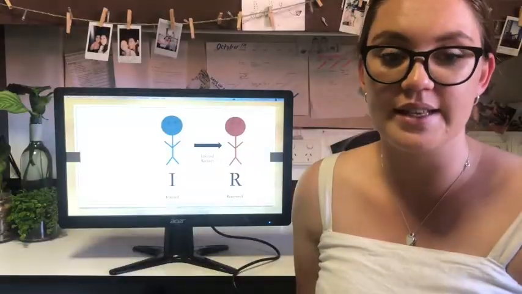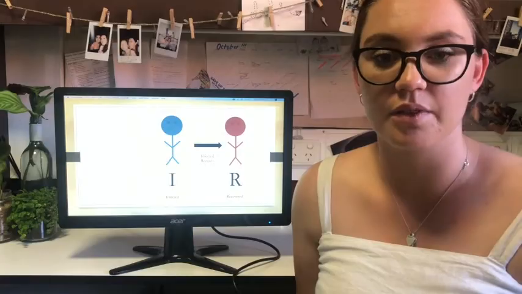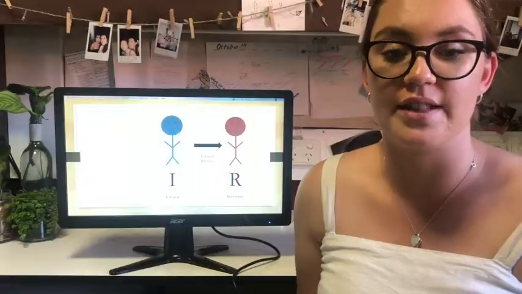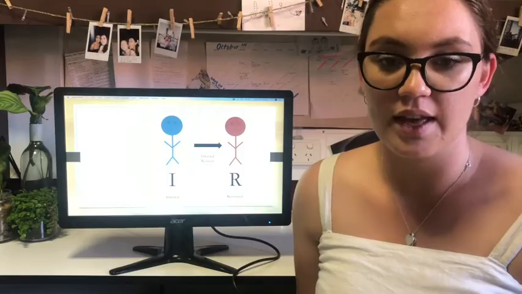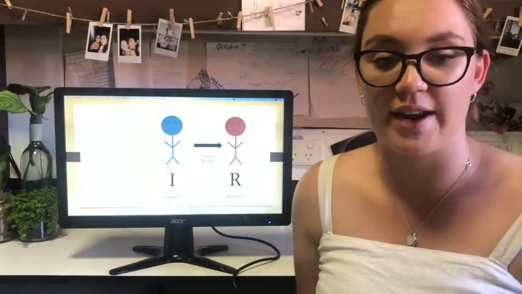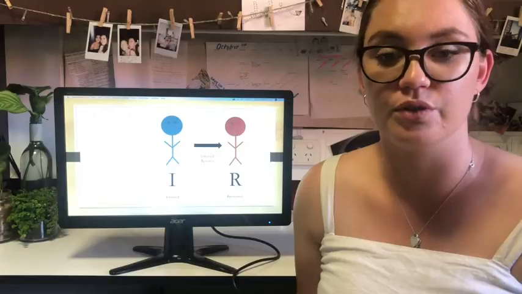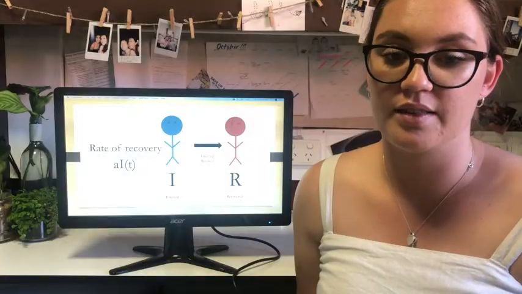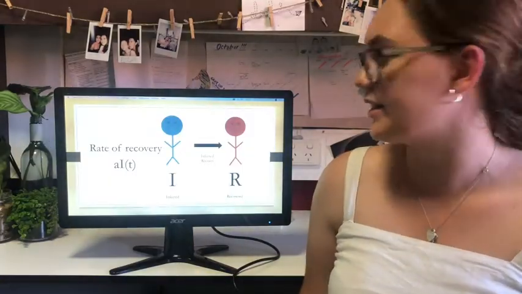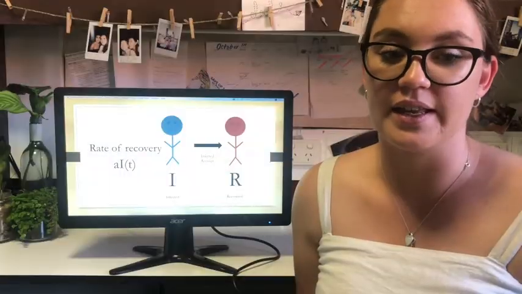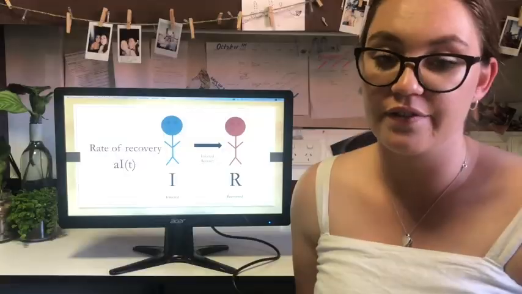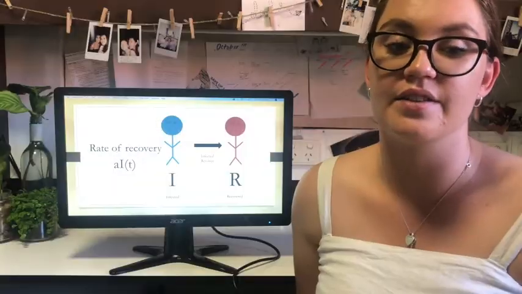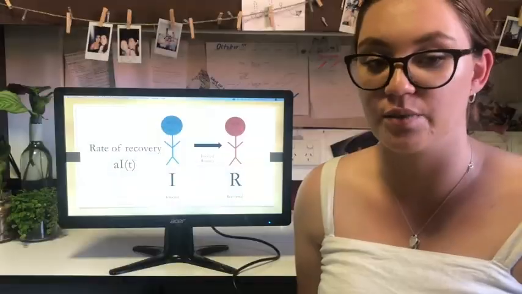The next phase is when the infected move on to the recovered stage. Unlike the first stage, this stage only depends on the number of infected individuals. If each infected individual recovers at the same rate, then the rate of recovery should be proportional to I(t). If we let A be the constant of proportionality, then we can write it as A times I(t). Therefore, A represents how quickly an individual recovers from the disease. If A is small, then the infected person stays infected for a longer period of time. Therefore, they are more likely to infect others. But if the A value is larger, it means that the illness is brief.